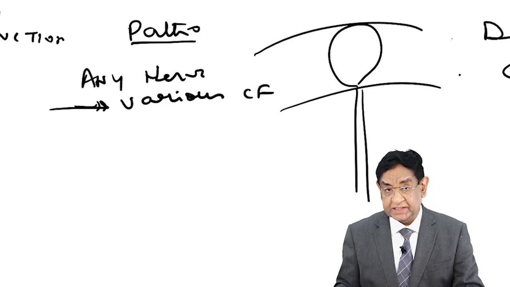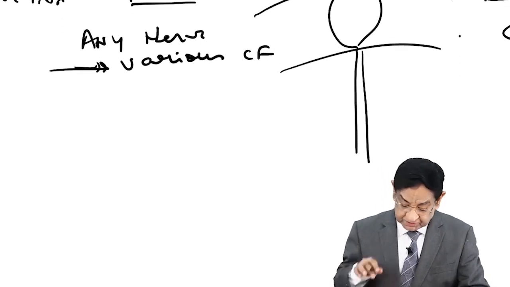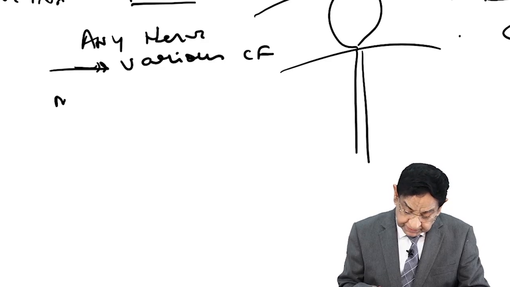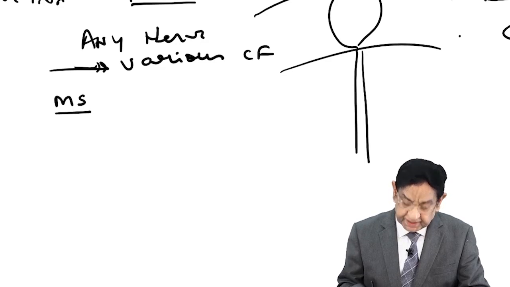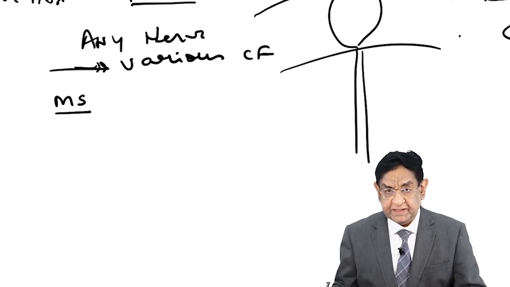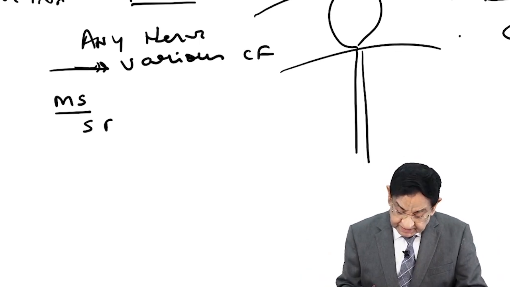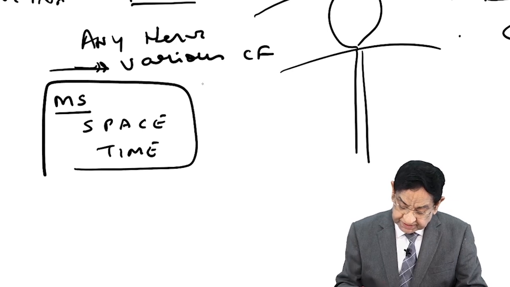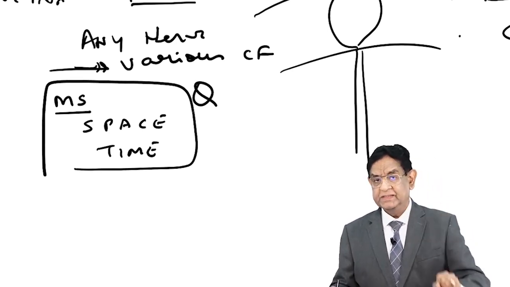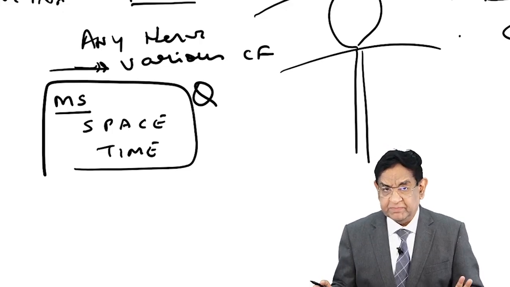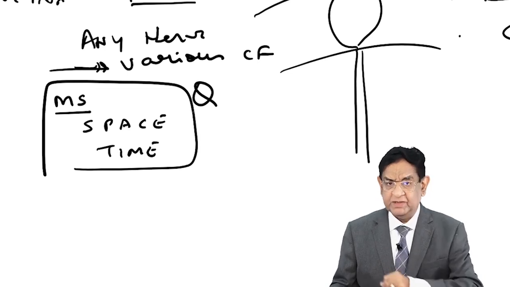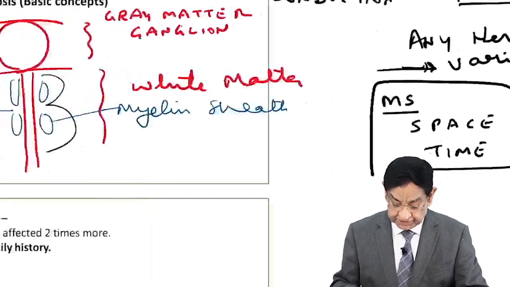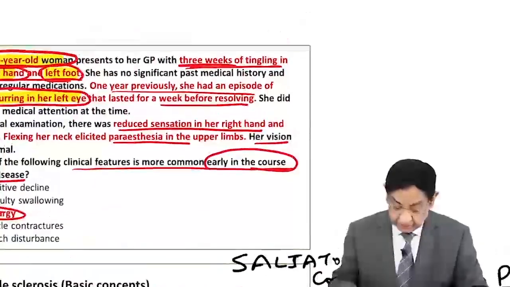Now what is the classical description of multiple sclerosis? There are two things. The lesions are separated in space and time. This is the classical finding. This is the most important in the understanding of the subject. The clinical features are distributed over space and time. Again, to learn this, we go back to our question. Then you understand better. So we go back to the patient.